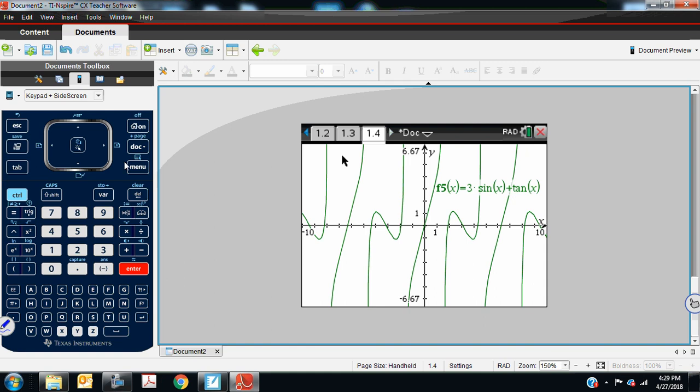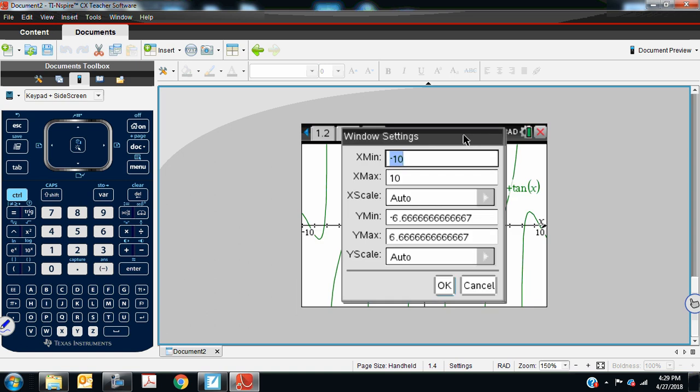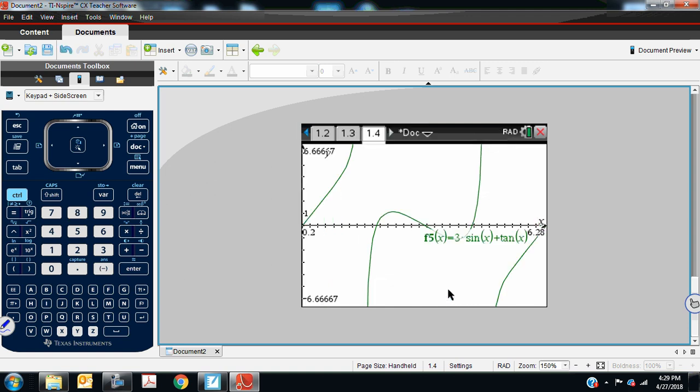For that, I'm going to change my window manually by going to Windows Settings, and I'm going to make my x minimum be 0 and my x maximum be 6.28. If you think about why I'm doing that, that would be the x-axis, which is measured in radians, looking only between 0 and 2 pi. And now I can see there are some solutions.